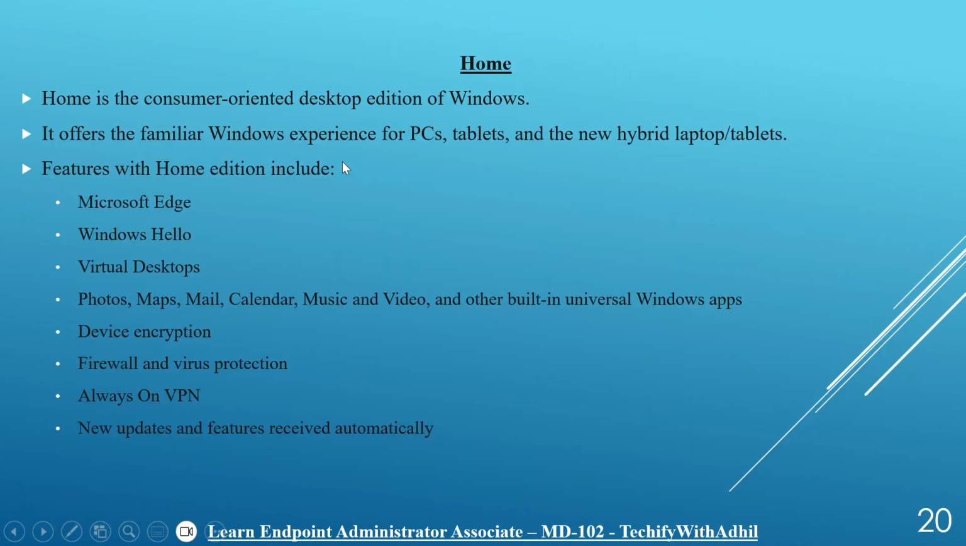Okay, here we will see more detail about the Home edition of Windows. It is a consumer-oriented desktop edition of Windows. It offers a familiar Windows experience for PCs, tablets and new hybrid laptop-tablets. The features are Microsoft Edge, Windows Hello, Windows virtual desktops, then Photos, Maps, Mail, Calendar, Video and all these built-in universal Windows applications. Then device encryption, firewall and virus protection, always-on VPN, and new updates and features received automatically, same as our other normal computers.